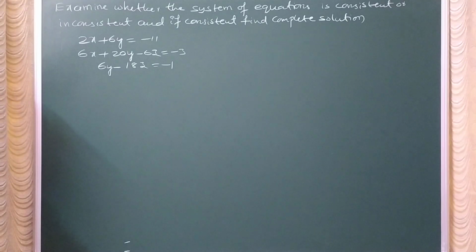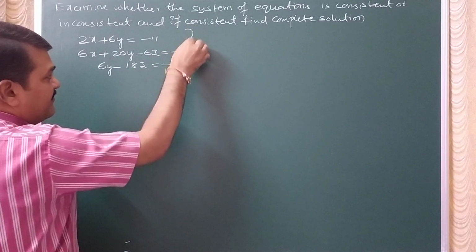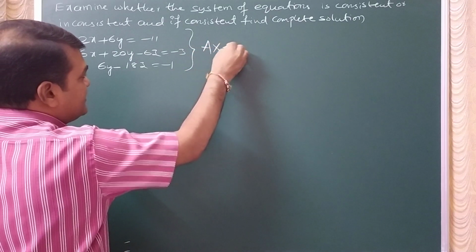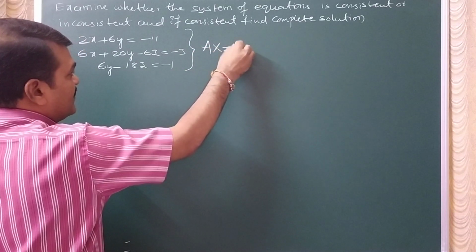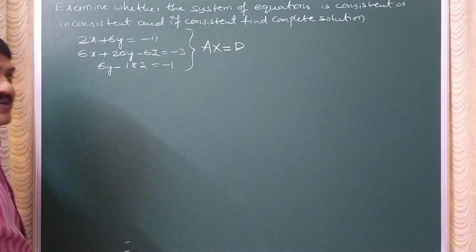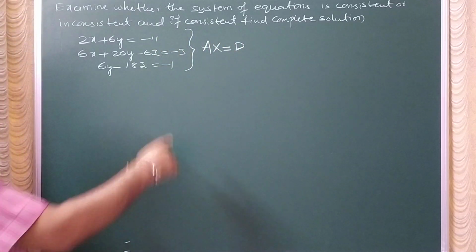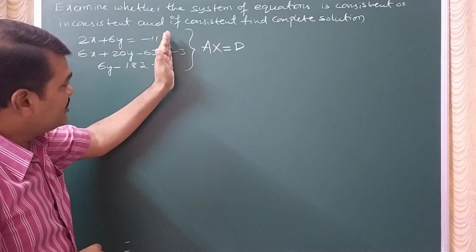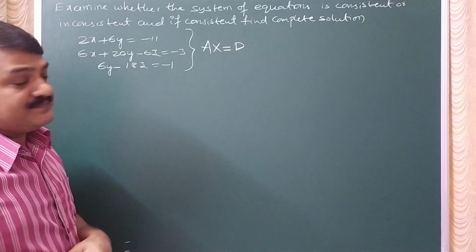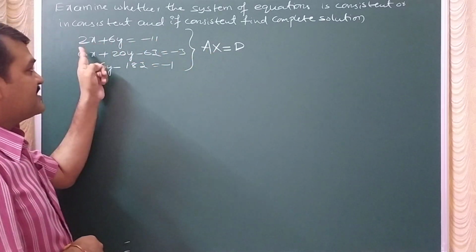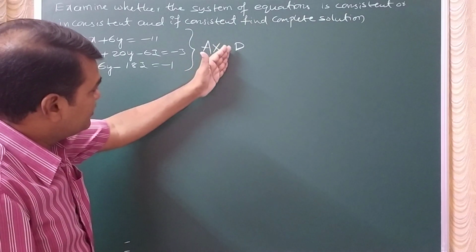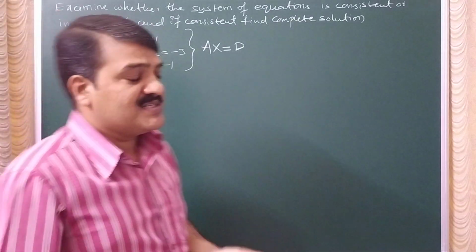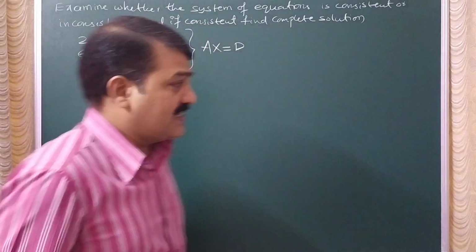So first we will write the given set of equations in the matrix form as AX = D. The given set of equations written in the matrix form, where A is the coefficient matrix which has all the coefficients related to the LHS side, X is the variable matrix XYZ, and D is the constant matrix which contains all the constants in the right side part. Already we discussed all these things in the previous video itself.